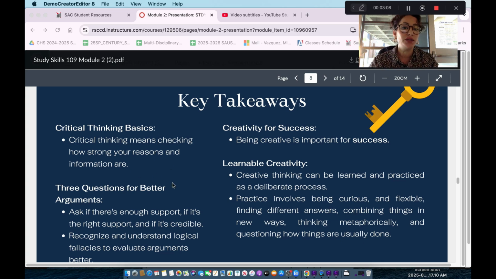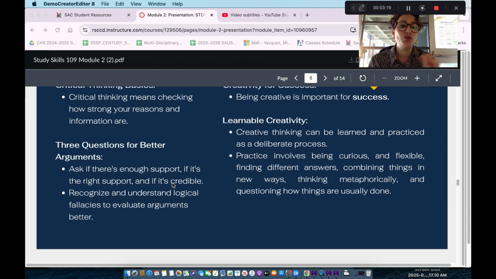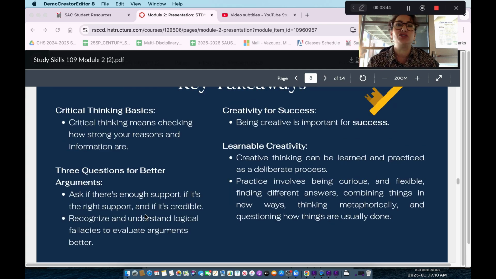That is what we're trying to get at when you are applying the type of thinking that you're going to use in college. When you have that type of critical thinking and you want to make your arguments better, make sure that you're asking for enough support. Is it the right kind of support? Is it credible? It's important where you get your information from. You want to recognize and understand logical fallacies and to evaluate your arguments better. So things that don't make sense, that you haven't checked out.